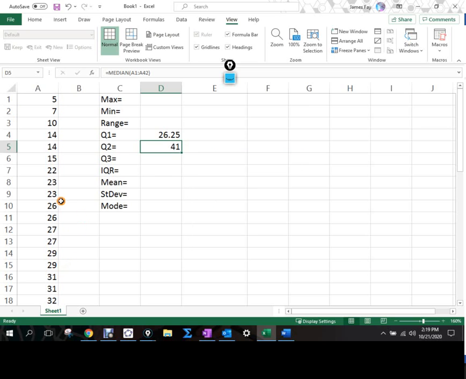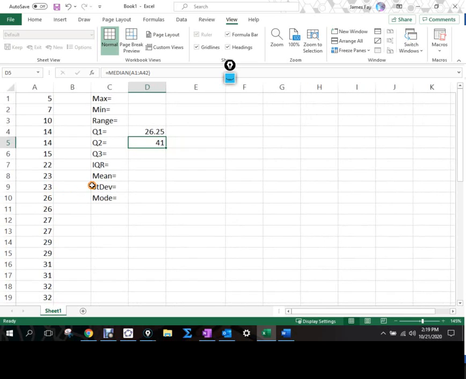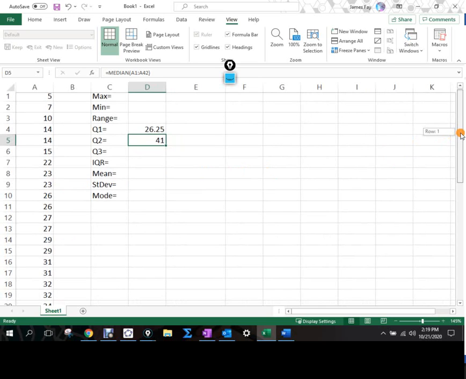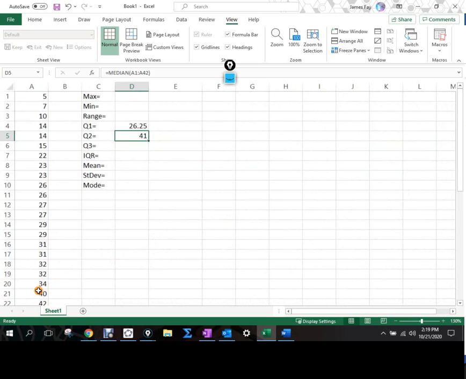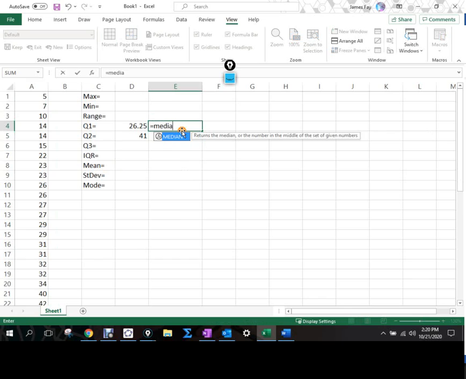But what we've talked about is that Q1 should be the median of the first half of data, right? Would you guys argue that that's the first half of data right there? So the middle point here would actually be, if I just say I'm looking for the median of that list, so I'll type it in that way, I'll hit equals median of A1 through A21.